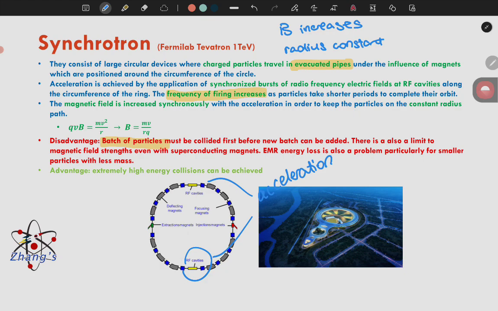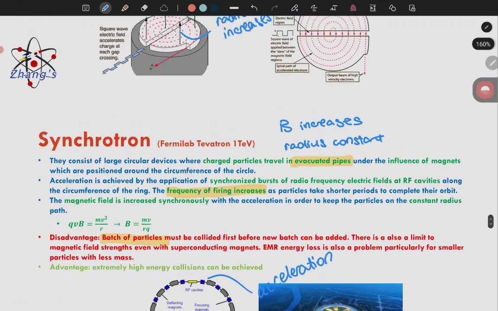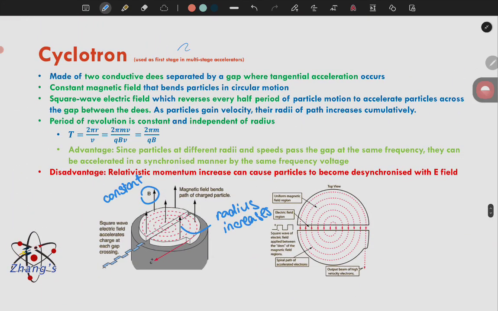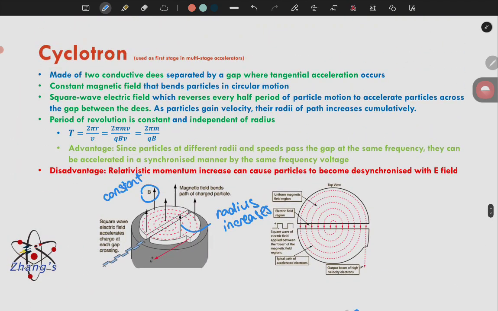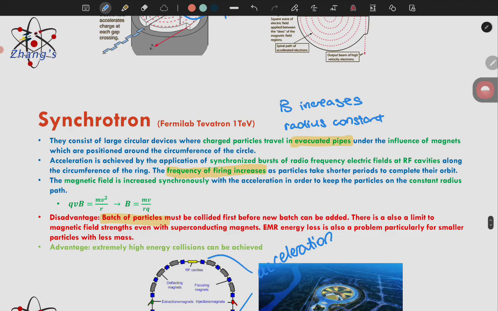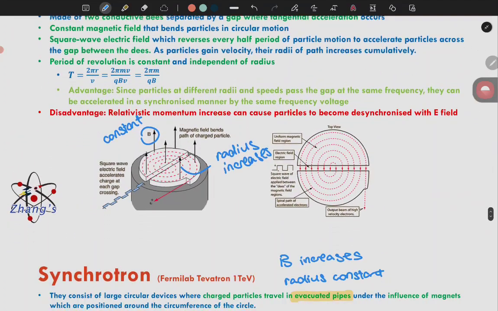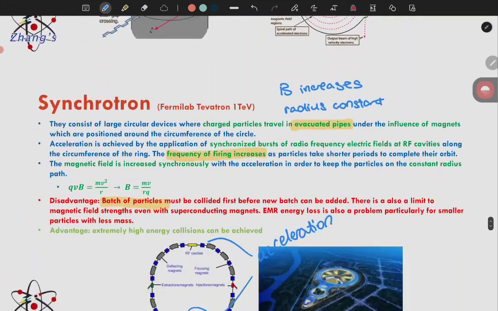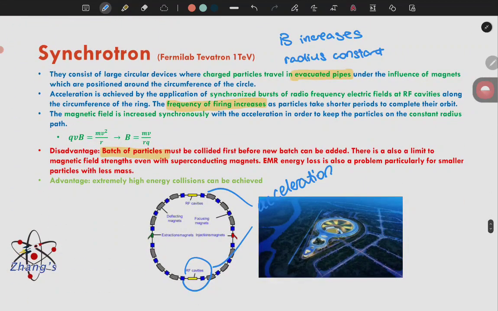Now, having said that, to put it into context, cyclotrons generally tend to be the initial stage of a multi-stage accelerator. You can find cyclotrons in isolation, but oftentimes you'll find it as the first part of a multi-part accelerator. So the cyclotron gets you up to the right speed, maybe close to what you need, and then the synchrotron gives it the final push all the way to 1 TeV instead of MeV. So what are the advantages? I think it's pretty obvious. You can get extremely high energy collisions with something like a synchrotron.